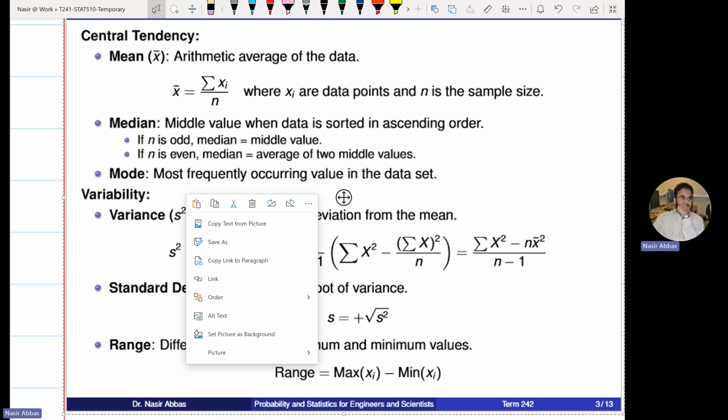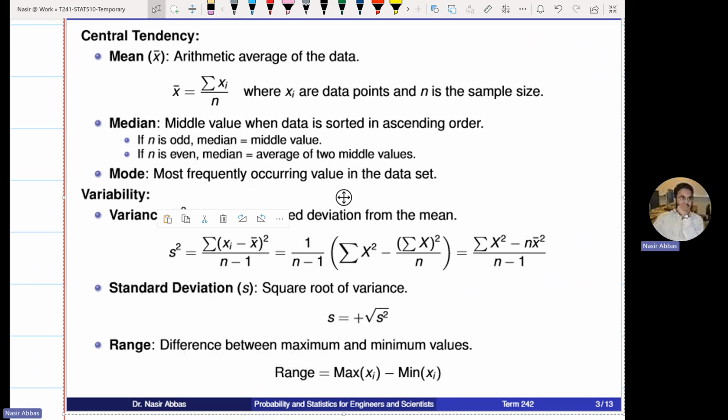Average of what? Not the average of x. It's the average of the squared distance of each value from the mean. How far is each value from the mean? You take that distance, you square it. Why do you square it? So that negatives do not cancel the positive values. That's why you square it.